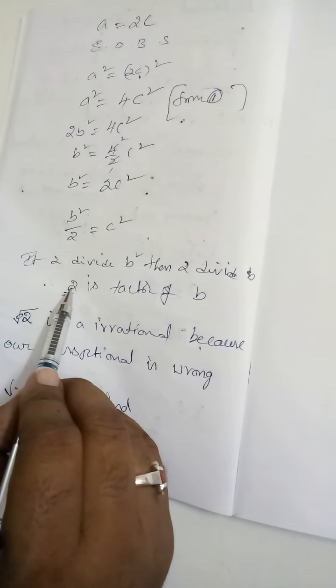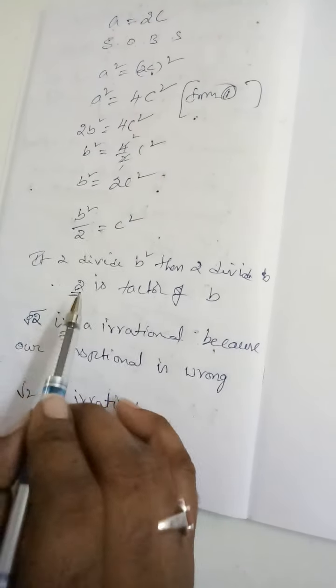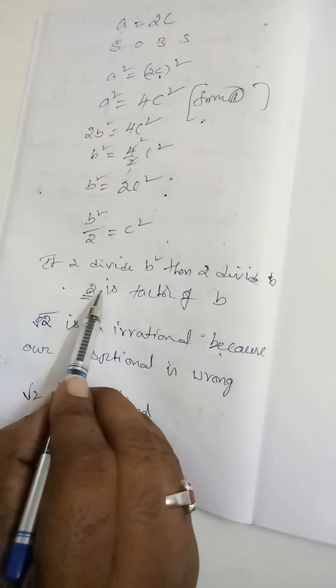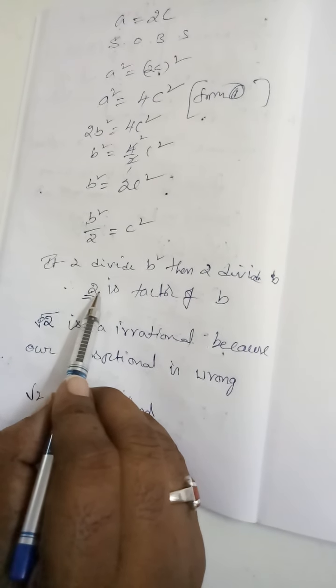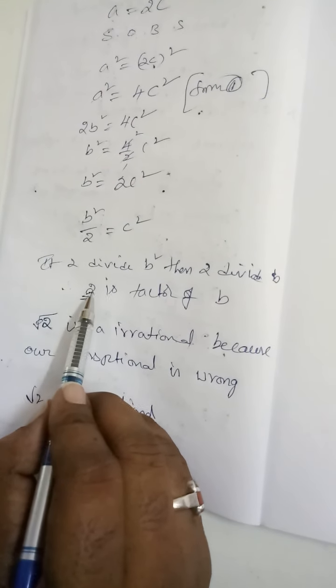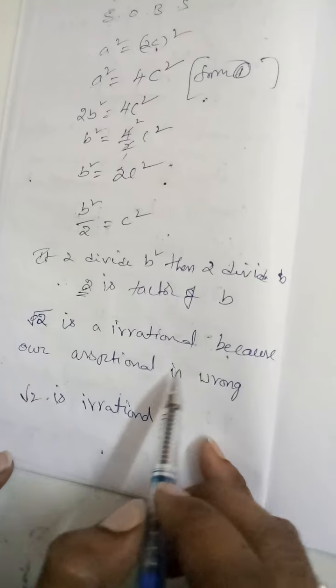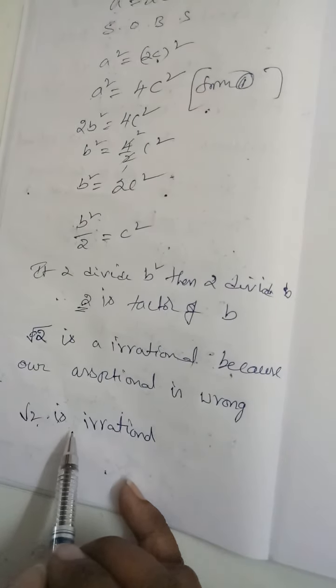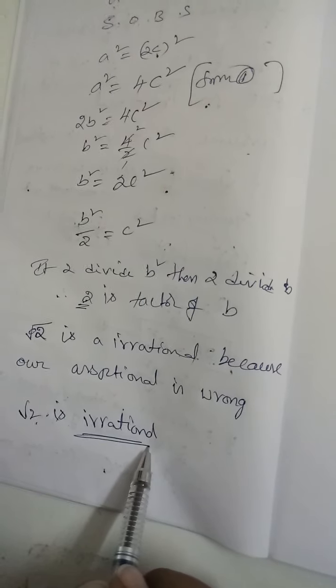Because a, b are having a common factor 2. As per our condition, a, b have common factor 1 only, but here we proved that a, b have another common factor, that is 2, so it is wrong. So finally root 2 is not rational. Not rational means definitely it is irrational.